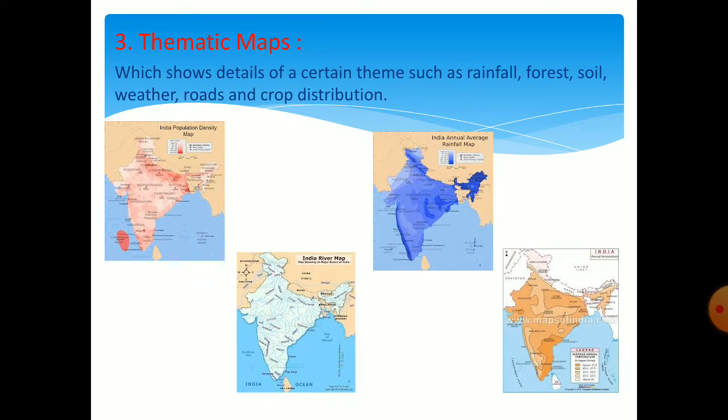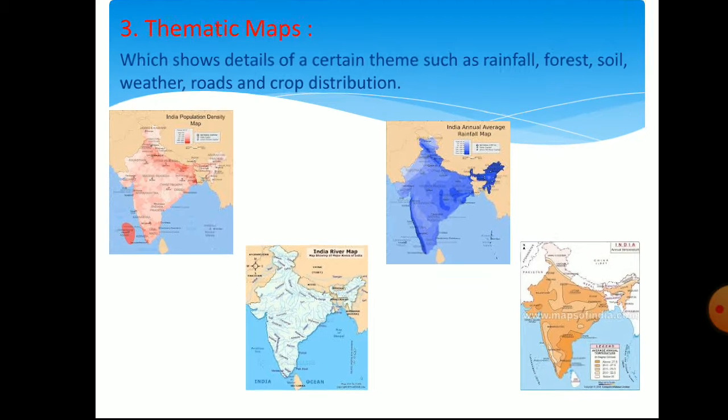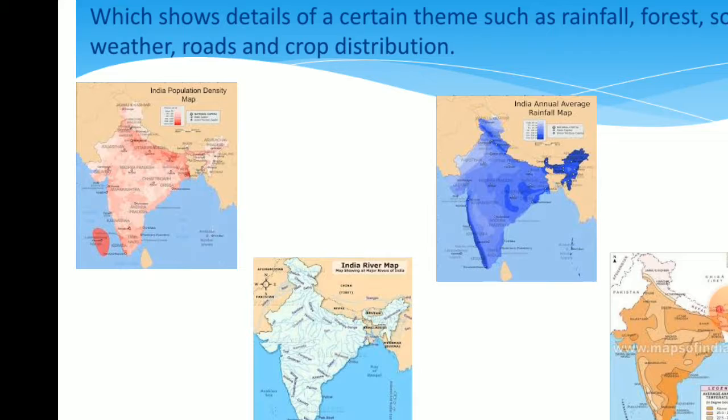Then the next type of map is the thematic map, which shows details of a certain theme such as rainfall, forest, soil, weather, roads, and crop distribution. It gives us a certain theme, not any administrative division or any physical features of the earth's surface. The map is drawn after taking a certain theme. Now here I have given you some examples of thematic maps.